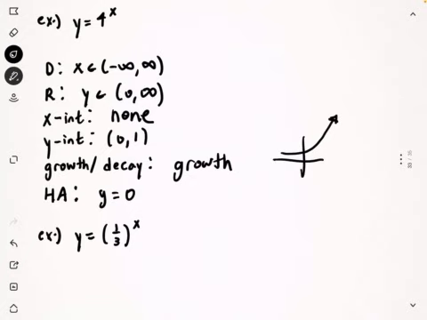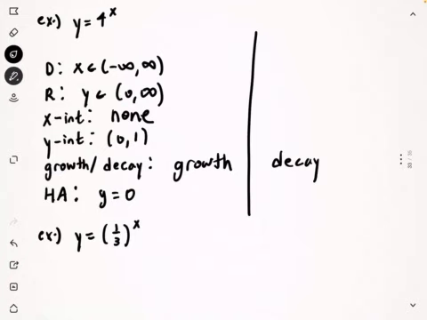In the second example, we have 1/3 to the power of x, and almost all of our answers will be the same. The only thing that changes when you have a number that's between 0 and 1 is that it now becomes a decay function. Our x and y intercepts, our domain and range, our horizontal asymptotes are all the same, as we saw in the previous videos when we looked at some graphs.